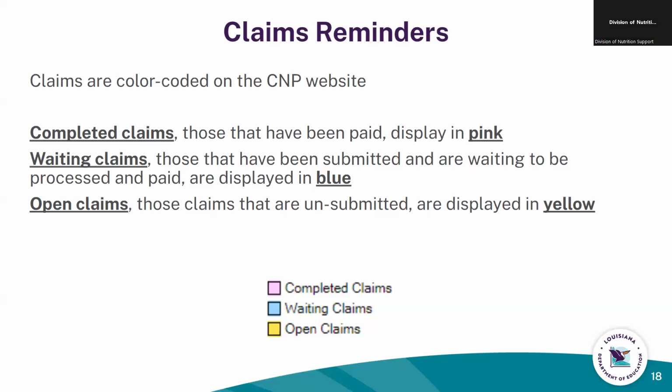Reminder that the claims are color-coded on the CNP website. So completed claims, those that have been paid, are pink. Waiting claims, those that have been submitted and are waiting to be processed and paid, are displayed in blue. And open claims, those claims that are unsubmitted, are displayed in yellow.